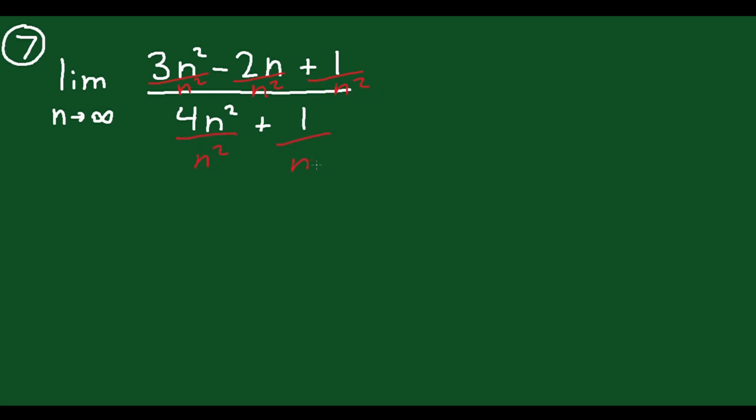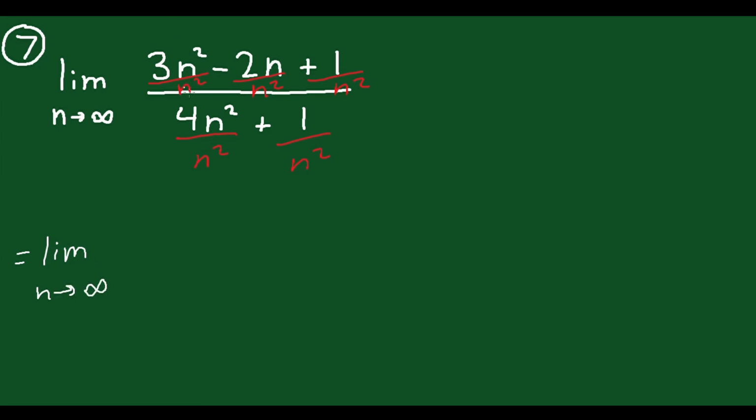And you're allowed to do that. If you change the numerator, as long as you change the denominator in the same way, you can do that. If I divide the entire numerator by n squared, you just have to divide the entire denominator by n squared. Once you've done this, we can simplify our limit.